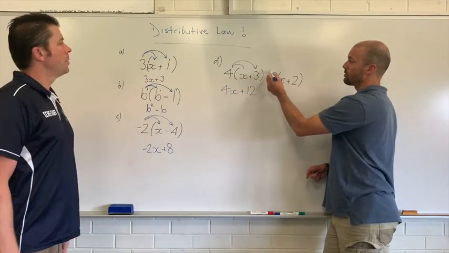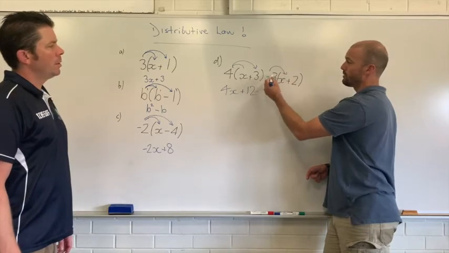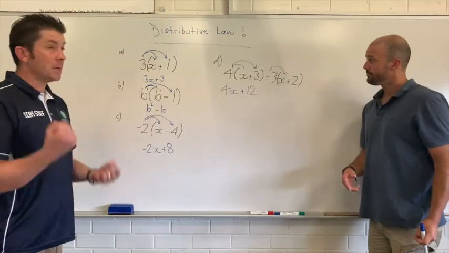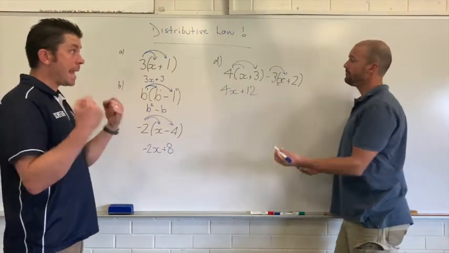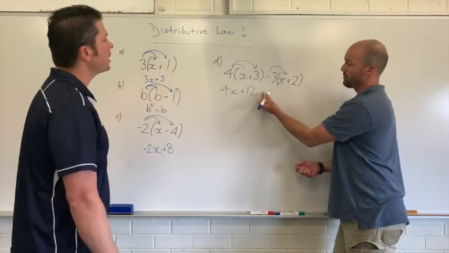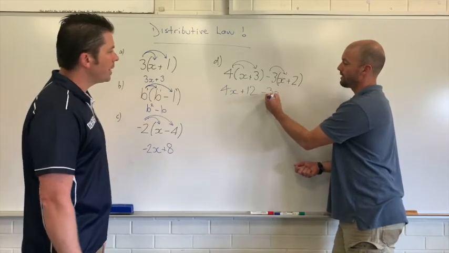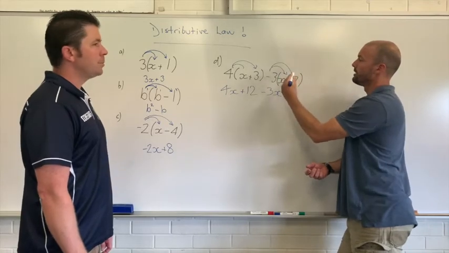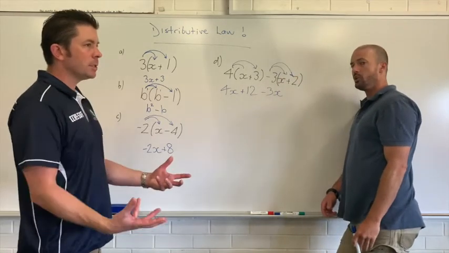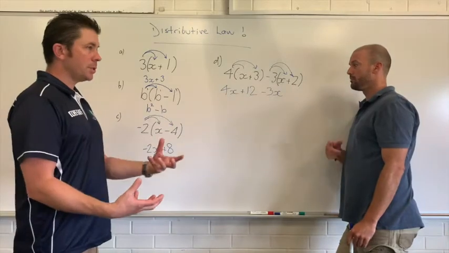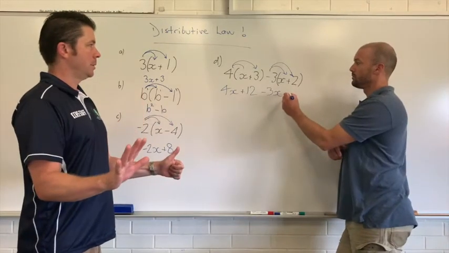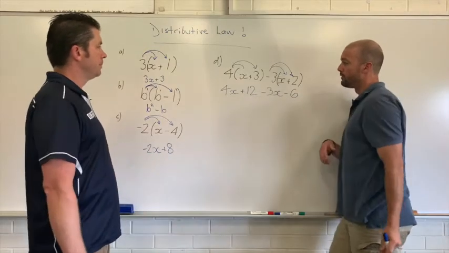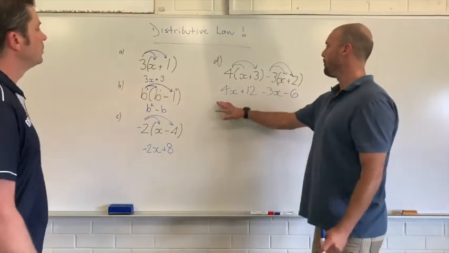And now switch to this one, where the negative belongs to the 3. So it's negative 3 times x. It's a negative times a positive, so it's going to be negative 3x. That's why the negative comes in. And now negative 3 times positive 2. A negative times a positive is a negative. 3 times 2 is 6. Negative 6.